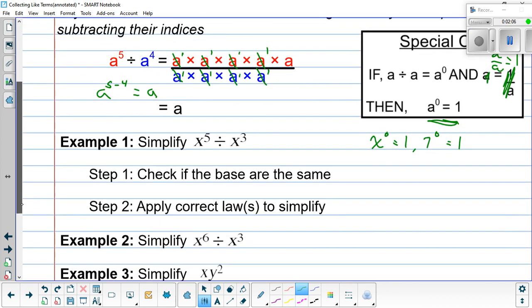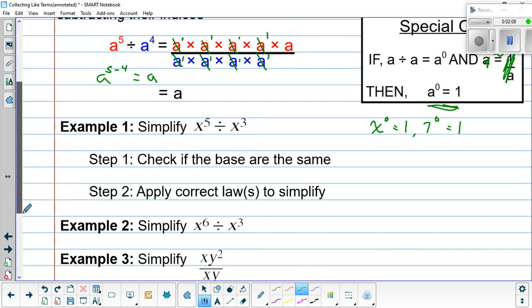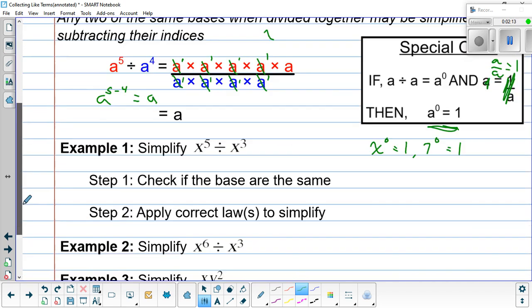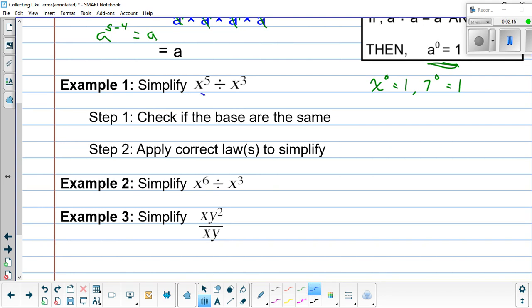But let's actually do some math. So simplify x to the 5 divided by x to the 3. Well, we have the same bases, right? They're both x. That's step 1 always. So x to the 5 minus 3 equals x squared.